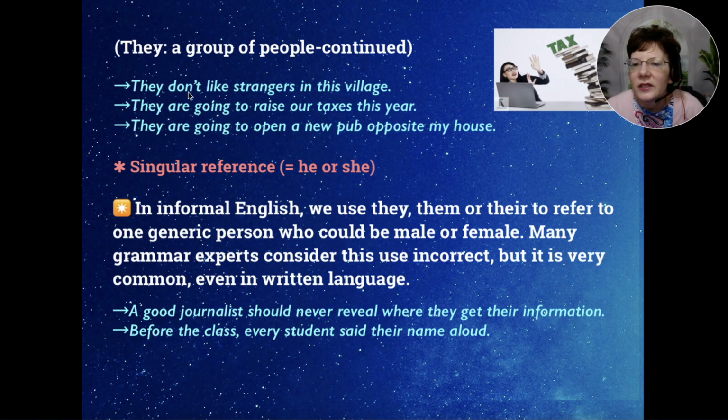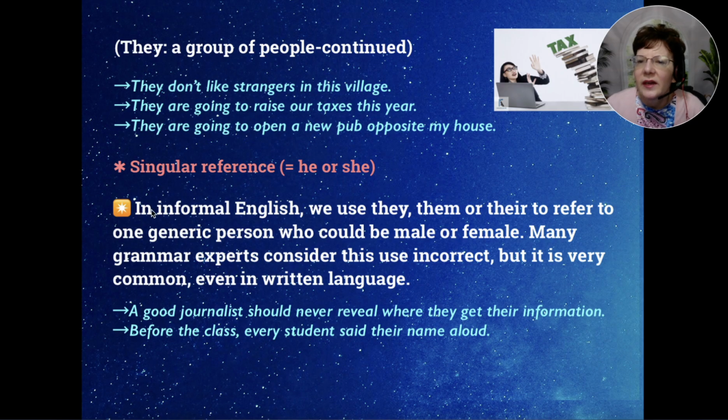Okay, we'll continue here with a couple examples. They don't like strangers in this village. Okay, and we're talking about villagers, people there. And then in this one, they are going to raise our taxes this year. And what they mean by they, of course, is the government. And then they are going to open a new pub opposite my house. Okay, so they're referring to whoever is going to build a new pub.